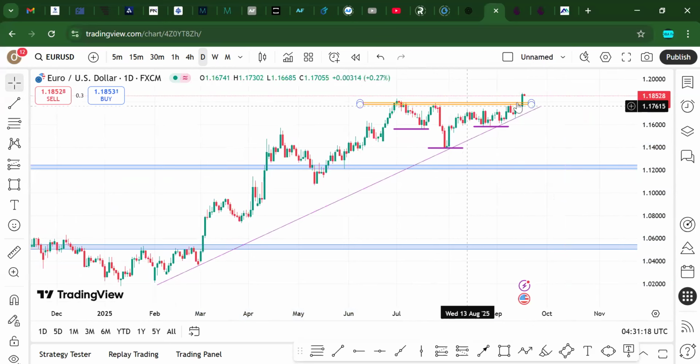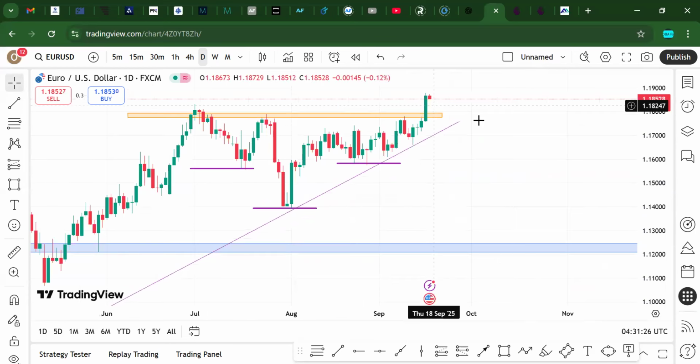So the neckline will be acting as my most recent support if price retraces down. If we zoom back, you can see that sellers are already trying to push the price down as we look forward to the London session of those markets.